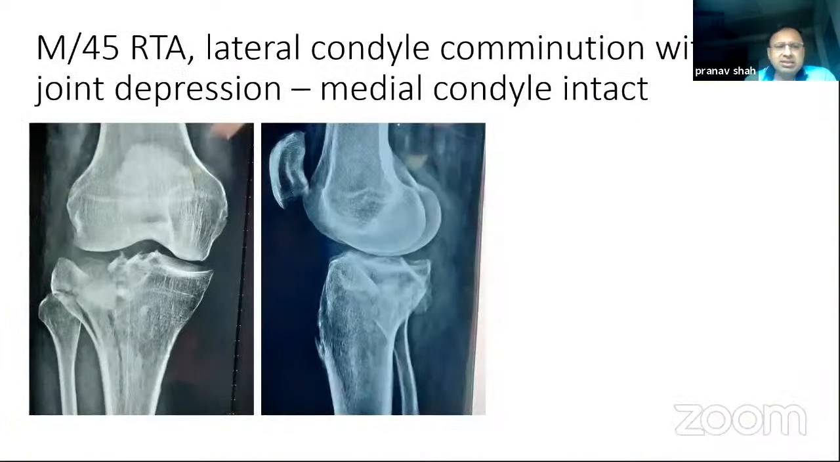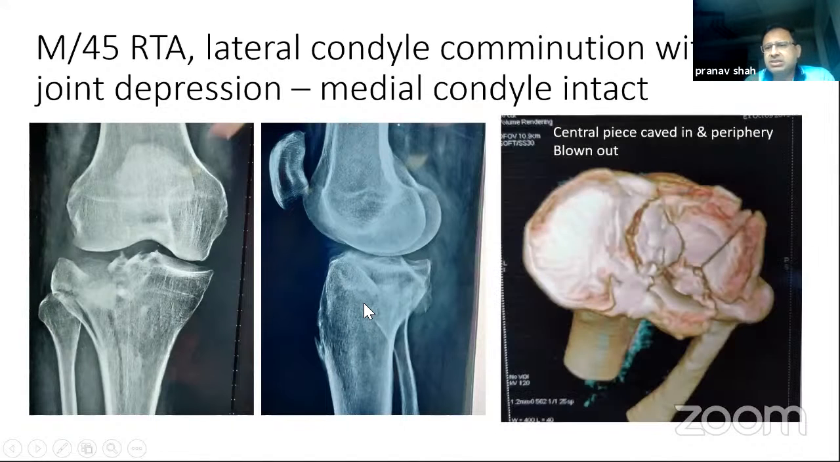Now another case, this is the last case, where again you see a lateral condyle which is badly comminuted, and a medial condyle which is good. The lateral condyle is showing multiple fragments. This is the CT scan.